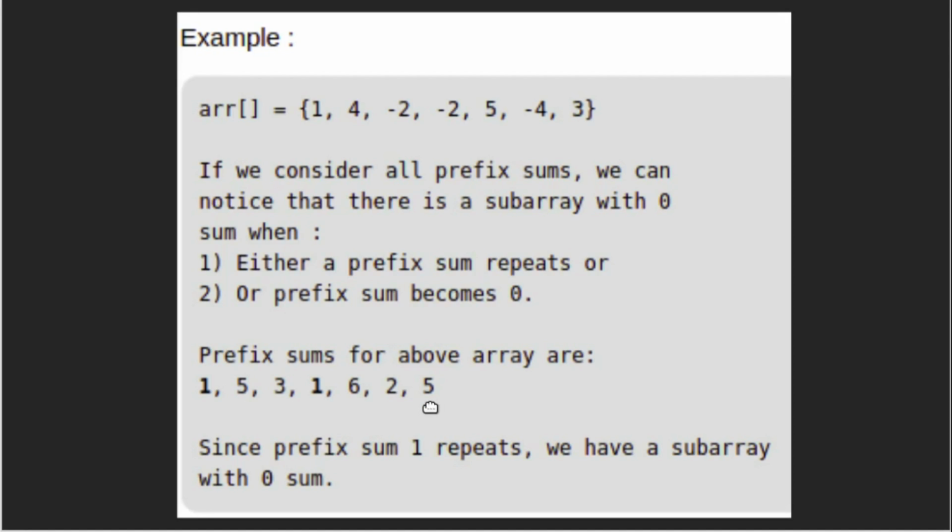There will be a subarray with zero sum only if either of these two conditions is satisfied. Either a prefix sum repeats or the prefix sum becomes 0. In this case, since prefix sum 1 repeats, we have a subarray with zero sum.